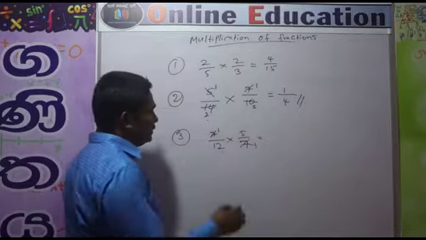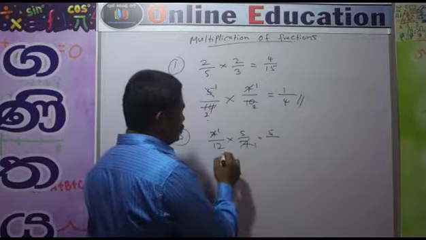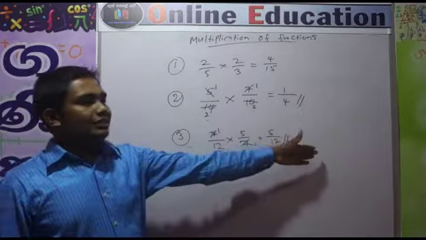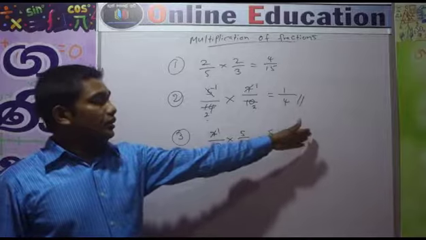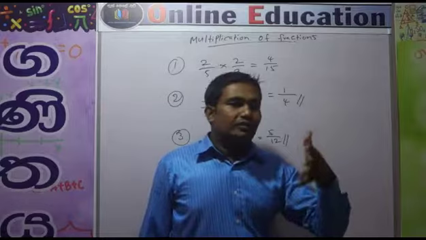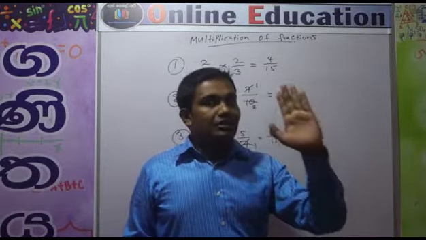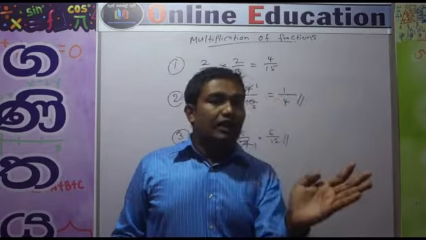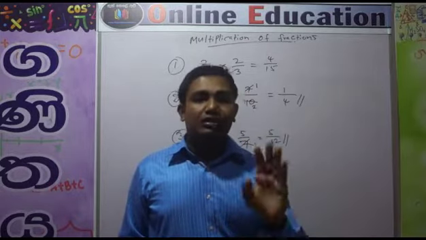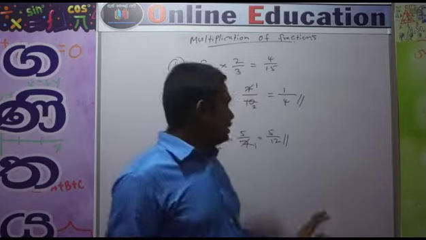If we can't simplify further, we need to multiply numerators and denominators separately. 1 into 5, 5. 12 into 1, 12. This is the answer. If the answer is an improper fraction, you need to convert it to the mixed fraction. Only thing you need to keep in mind is that we need to keep answers as proper fractions, unit fractions, or mixed fractions. We can't put answers as an improper fraction. If it is an improper fraction, you need to convert it to the mixed fraction. That is a very important part.